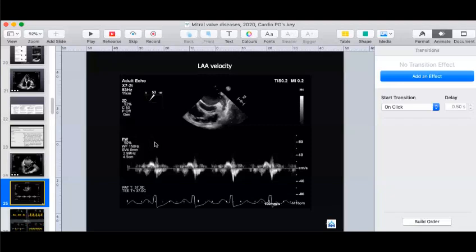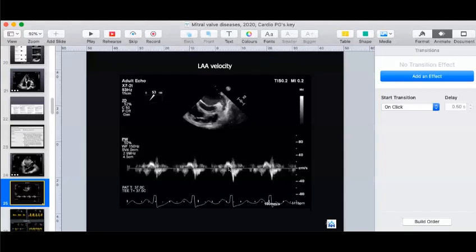This is a TEE, sir, showing LA appendage velocity, pulse wave Doppler, sir, and showing the wave. Normally, the LA appendage velocity range lies between 50 to 100 centimeter per second, sir. But here we can see the velocity of the waves is decreased, sir. Okay. So here again, I will add to what you've told. When you talk about LA velocity, you have to say whether it is an emptying velocity or a filling velocity. So what is this velocity here?